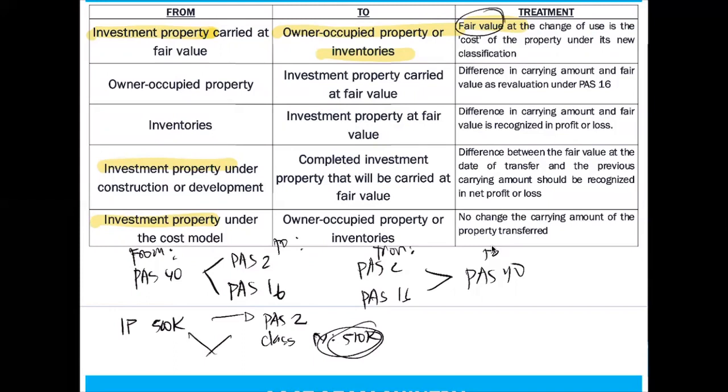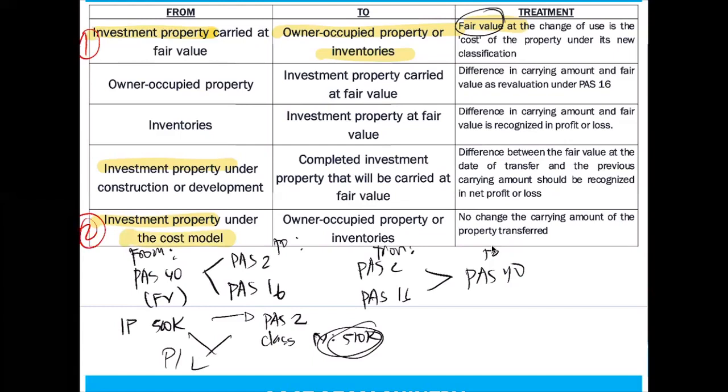Sir, saan ilalagay yung difference? Di sa profit or loss. So if that is from PAS 40 to PAS 2 or PAS 16 at fair value, assuming yung pinanggalingan ng PAS 40 ay fair value. But what if it is under cost model? So if that investment property is under cost model, so dito na tayo guys. Ito yung una nating diniscuss. Andito na tayo. Investment property under cost model naman. Papuntang PAS 2 to PAS 16.